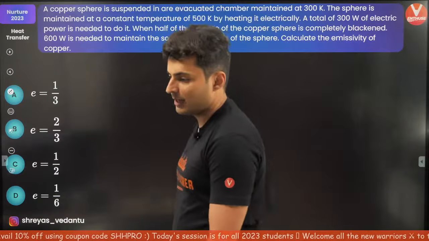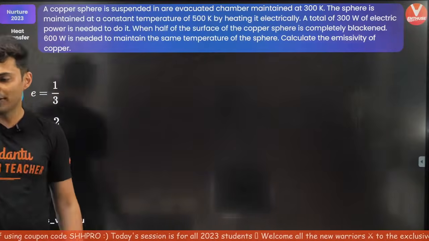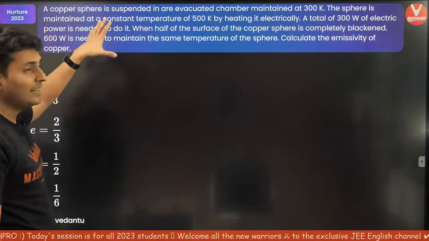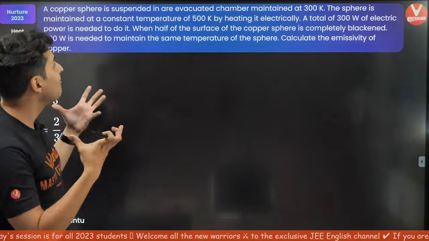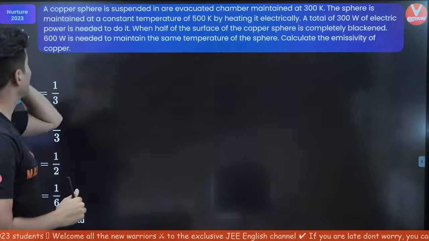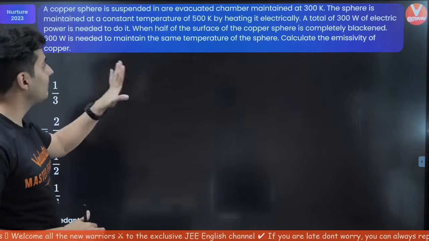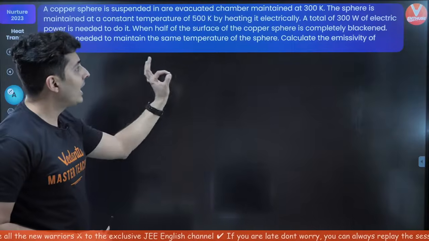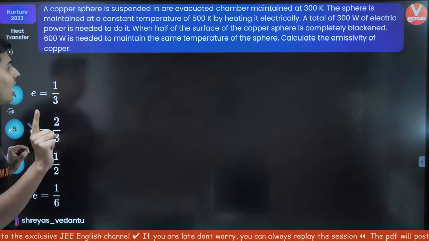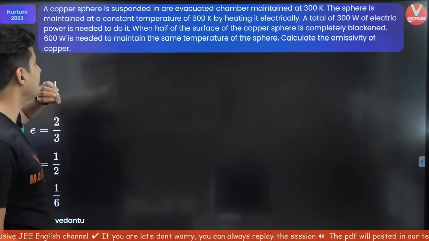Moving to the next question coming up on your screen. Very good. Here we have a copper sphere suspended in an evacuated chamber which is at 300 Kelvin. The sphere is maintained at a constant temperature of 500 by heating it electrically. Very interesting. 300 watts of electrical power is needed.